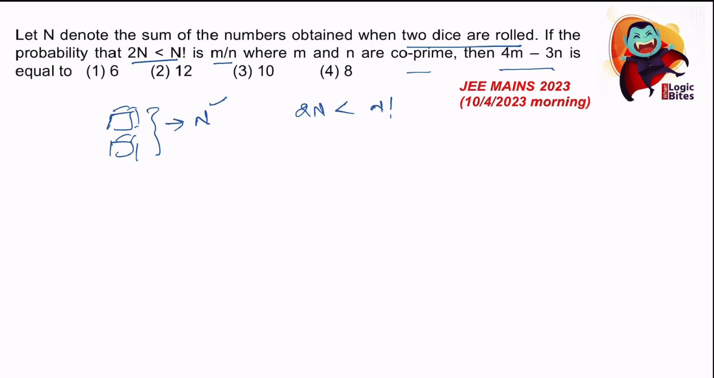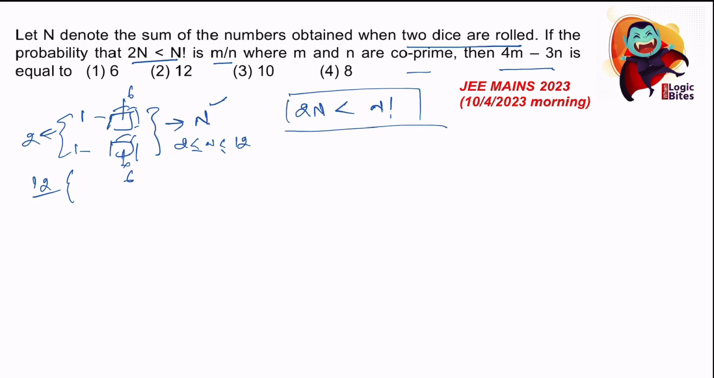When two dice are rolled, the sum can take any number from 2 to 12, because the least number on any die is 1, so the minimum sum will be 2, and the maximum number on any die is 6, so the maximum sum can come as 12. 6 plus 6 is 12. So n will be between 2 to 12. For each case we will see from which number onwards this requirement gets fulfilled.